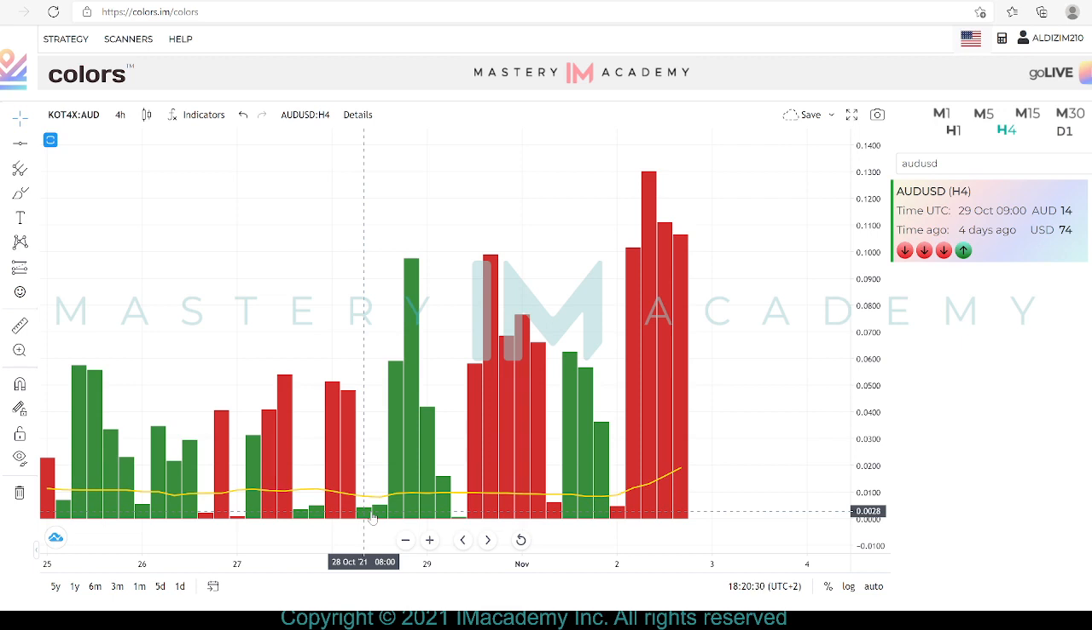So if your yellow line is pointing up, your trade now has momentum. If your yellow line is straight, there's no momentum in the market. If your yellow line is pointing down, you are losing momentum for that trade.